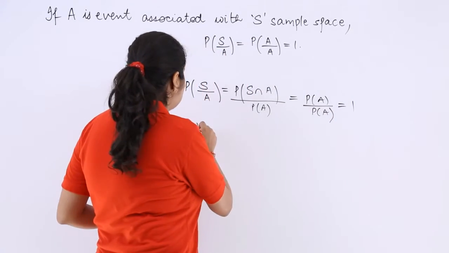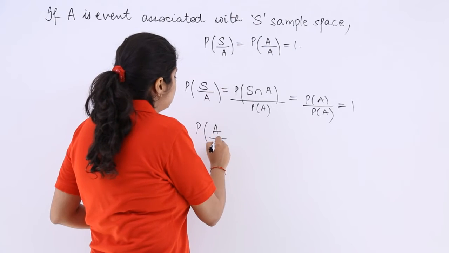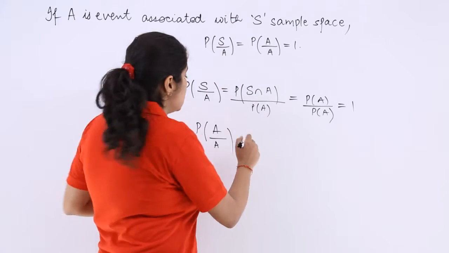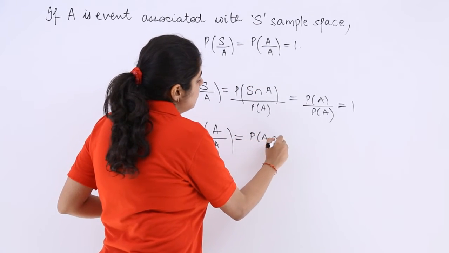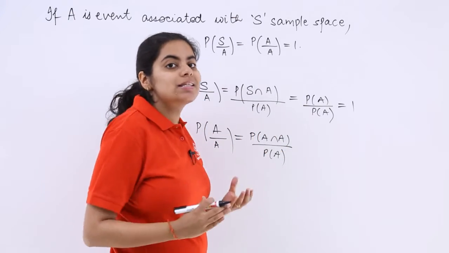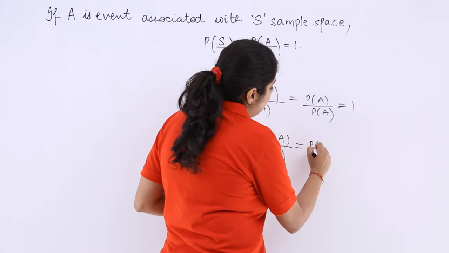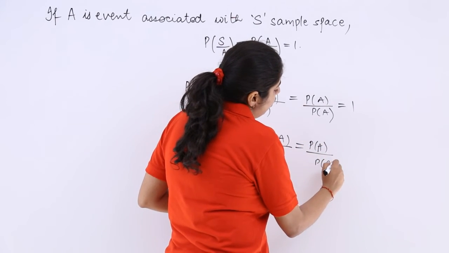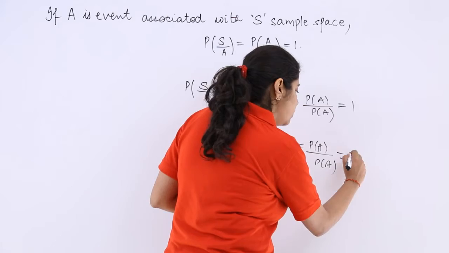And again, what we know is P of A over A, if I have to compute, is equal to P of A intersection A over P of A. Now A and A, what is there in common? Nothing but the same A. In the denominator also is A, which is equal to 1.